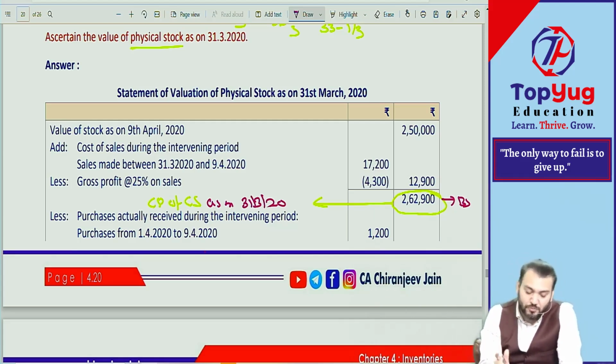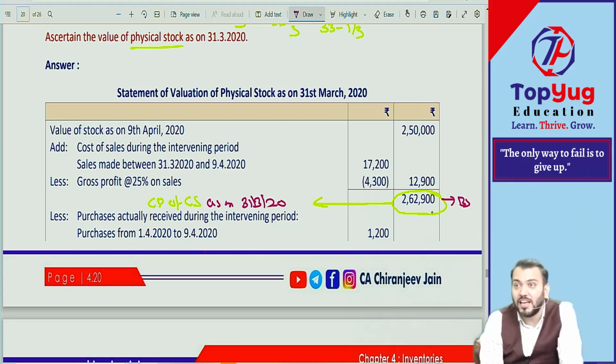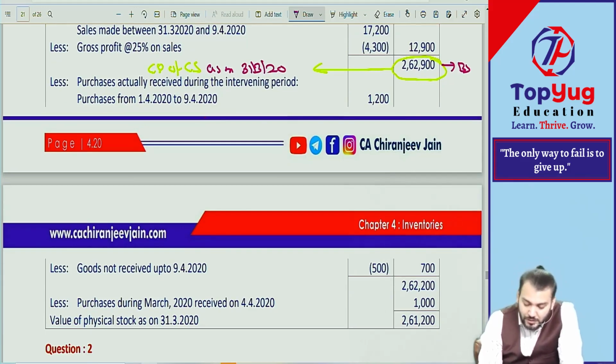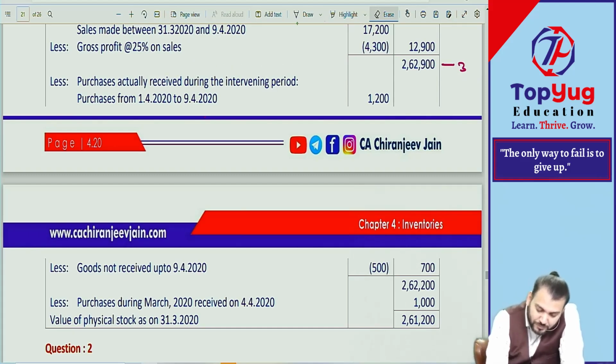Suppose in this question they ask the value of physical stock, not the value of stock. Then what is your answer? 2,62,900. If they ask the value of physical stock, then what is your answer? Oh, I have not seen. Sorry, my mistake. So actually this was the answer. Okay, I hope you have understood what I have said.